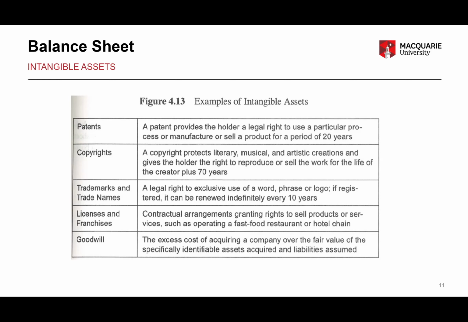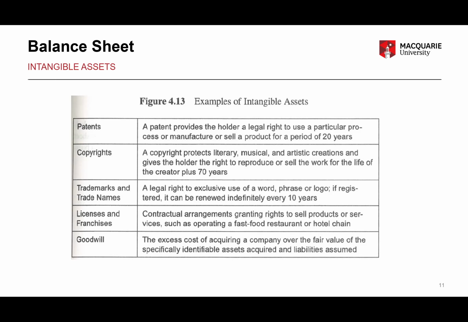So goodwill is where we may have purchased another business and we've paid more for that business than its balance sheet is worth. Right? So if we look at its balance sheet, normally we'd be paying the difference between the assets and the liabilities for a business. But if we pay more than that, it's because we're paying extra for maybe things of value that are not on the balance sheet.